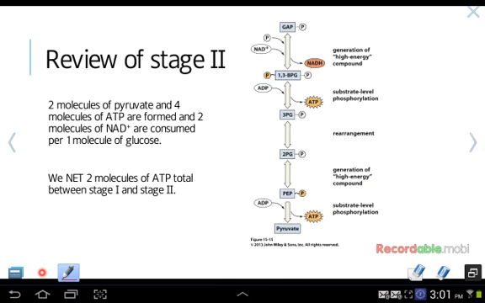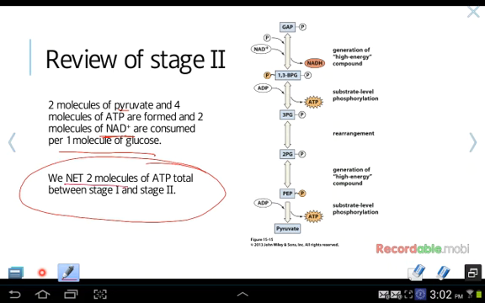So let's review stage 2. In stage 2, remember, 2 molecules of pyruvate and 4 molecules of ATP are formed, and 2 molecules of NAD+, that oxidizing agent, are consumed for every 1 molecule of glucose that undergoes glycolysis. So overall, between stage 1 and stage 2, we net 2 molecules of ATP total for every molecule of glucose.